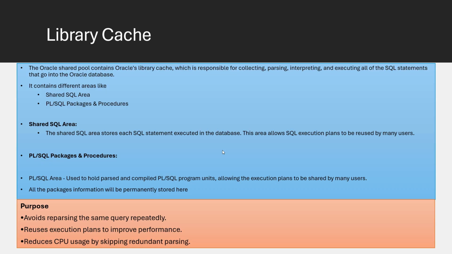The purpose of the library cache is to avoid reparsing the same query repeatedly and to reuse execution plans to improve performance. It also reduces CPU usage by skipping repeated parsing. So you don't have to parse the same query again and again. It will store in memory that a query came to it and parsing was done. Hard parsing is done one time, and from the next time onwards it goes through soft parsing. You don't have to create an execution plan for it again and again.